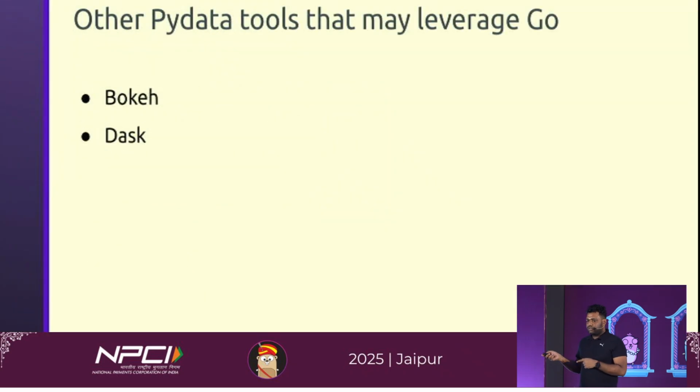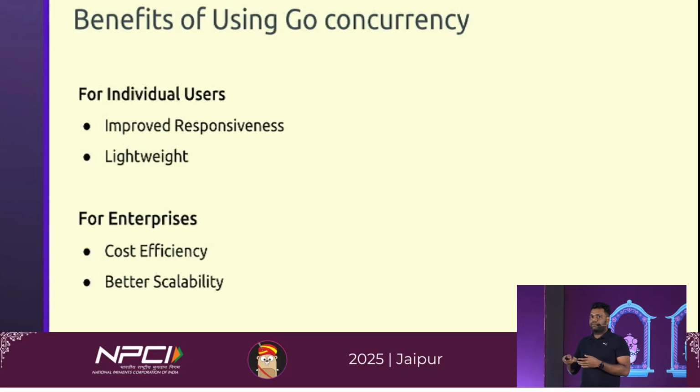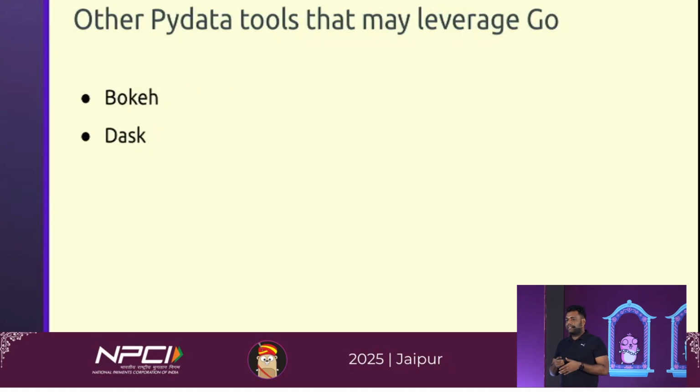Okay, other PyData tools. What does this mean of using Go? Go basically helps you build something which is cloud native, and Jasper takes care of that. For individual users, using Jasper gives you much improved responsiveness and it is much more lightweight. For enterprises, you get cost efficiency and better scalability. Other PyData tools that may leverage Go are Bokeh and Dask, which follow a similar approach: you have distributed compute, and most of these communicate via Tornado and asynchronous I/O.